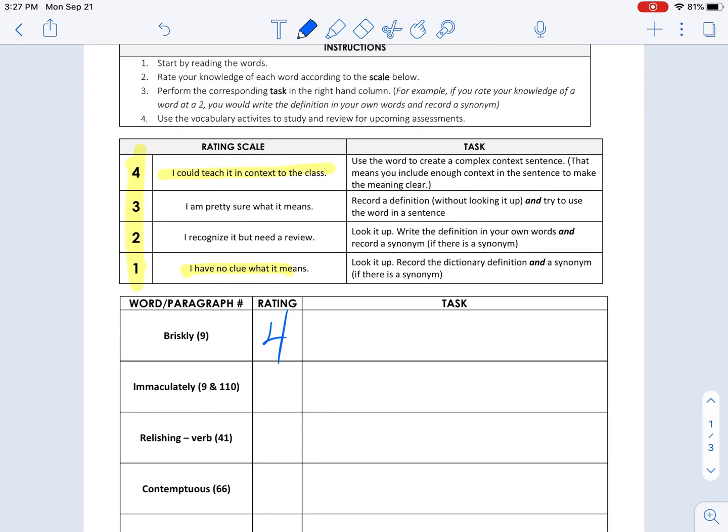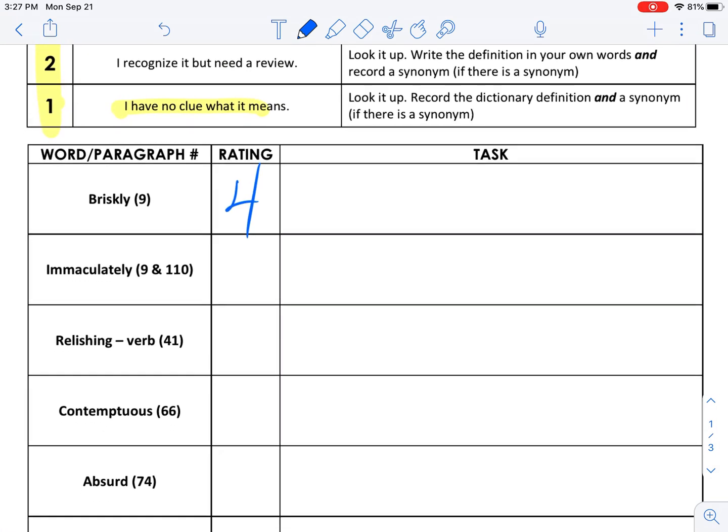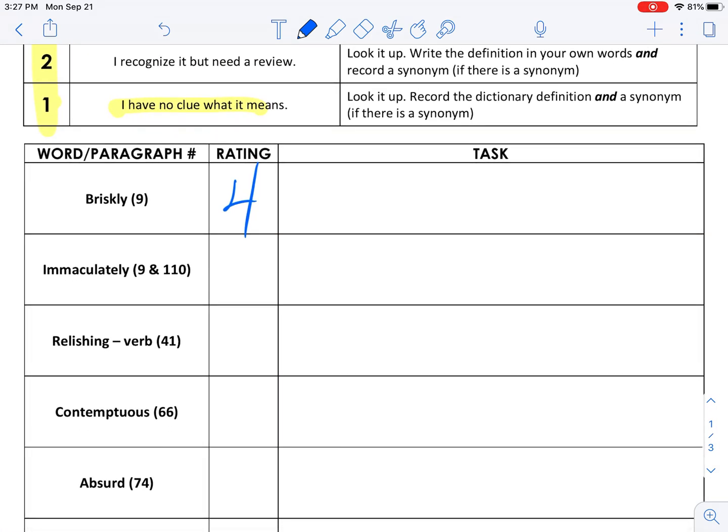What that means is there's a list of tasks that correspond with each of the ratings. So according to the tasks, it says, use the word to create a complex context sentence. That means that I include enough context in the sentence to make the meaning clear. So that means I have to write a really good sentence. So I'm going to write a really good sentence for briskly, wherein the definition is apparent.